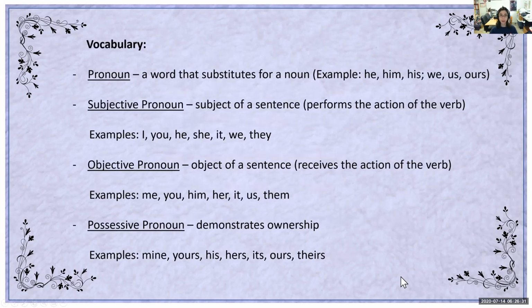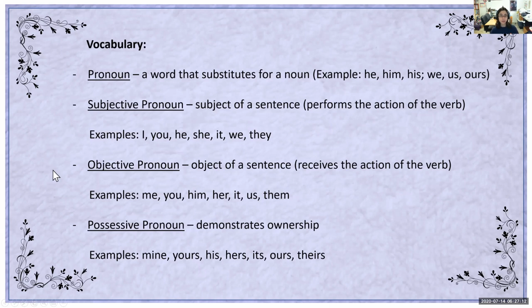All right, so other vocabulary terms. So we talked about the pronoun, how a pronoun is a word that substitutes for a noun. And there are 3 types of pronouns that we're going to talk about in this lesson. So we have a subjective pronoun, which is the subject of a sentence. So it's going to perform the action of the verb. So subjective pronouns are things like I, you, he, she, it, we, they. So for example, I moved the couch. So I being the subject of the sentence, and I'm performing the action of the verb, which is moving. I moved the couch. Okay.